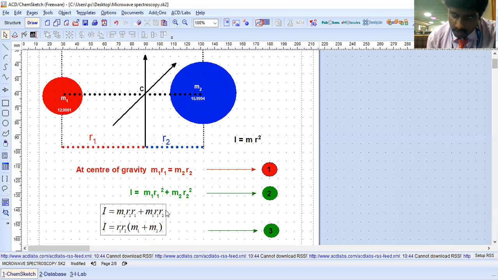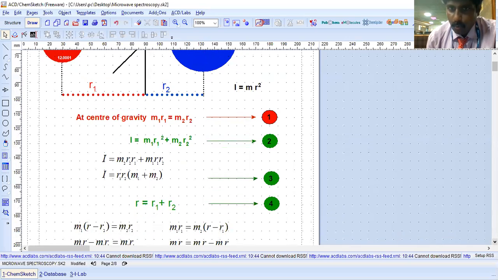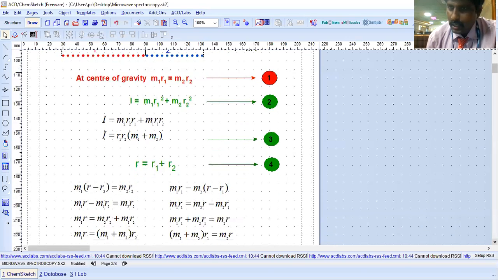If you take R1 R2 as common, R1 R2 into (M1 plus M2), this is equation 3. Okay, so we have equations 1, 2, 3. And one more thing: R is equal to R1 plus R2. R is equal to R1 plus R2.